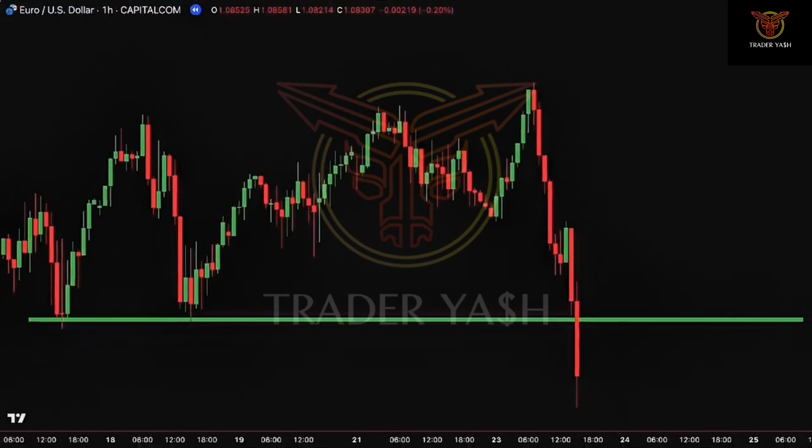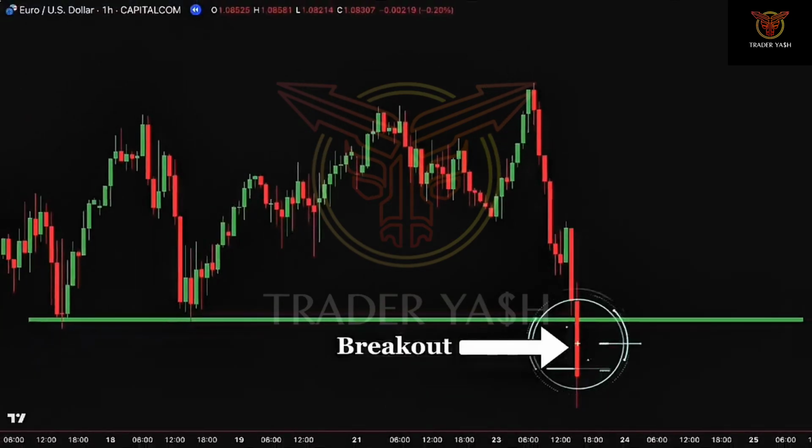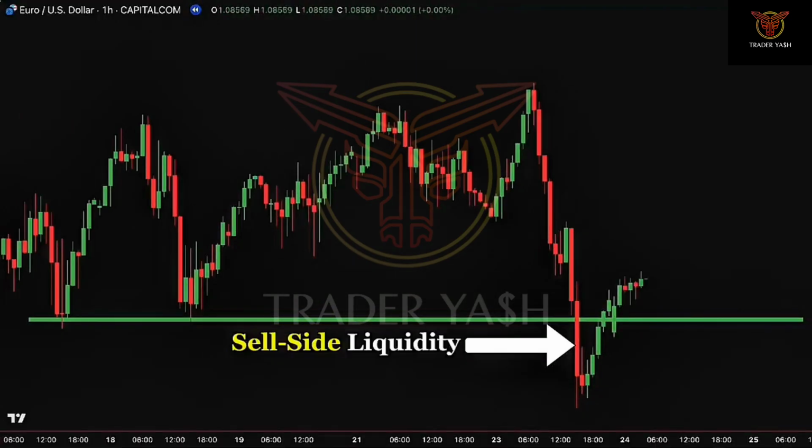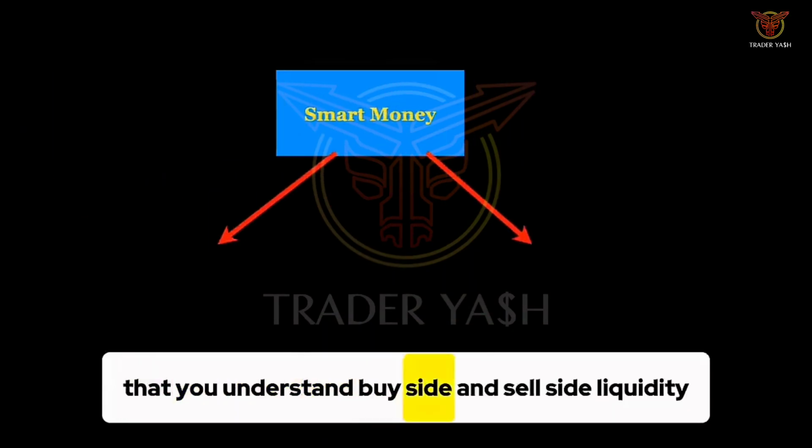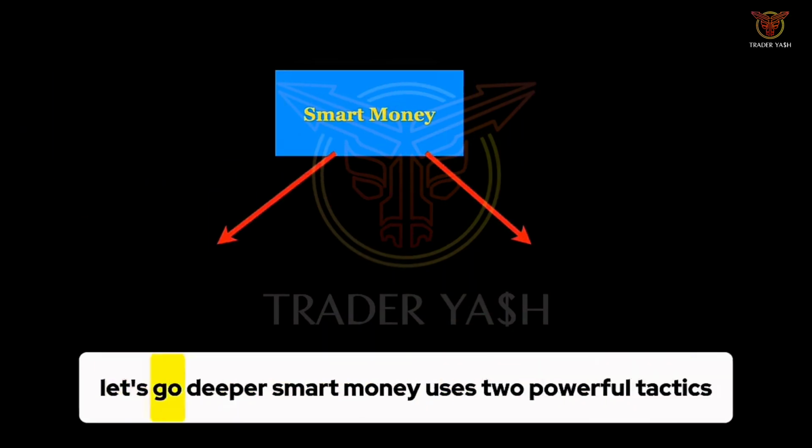Watch this example. Price breaks below a recent low, sell stop orders are triggered. Then price quickly reverses to the upside. This was a sell-side liquidity sweep. It was designed to trap early sellers and provide smart money with better entry prices. Now that you understand buy-side and sell-side liquidity, let's go deeper.